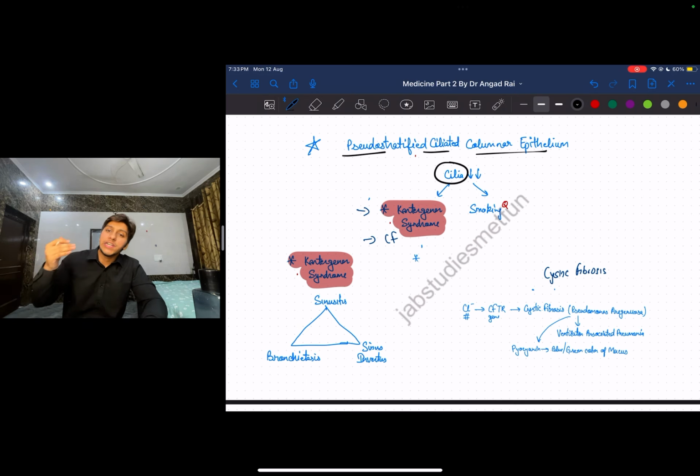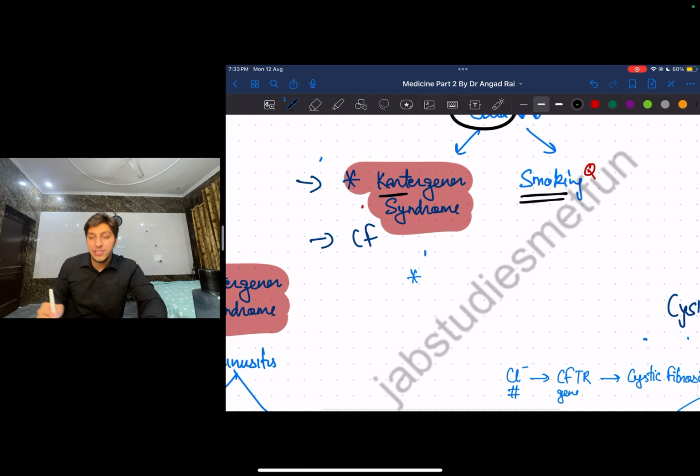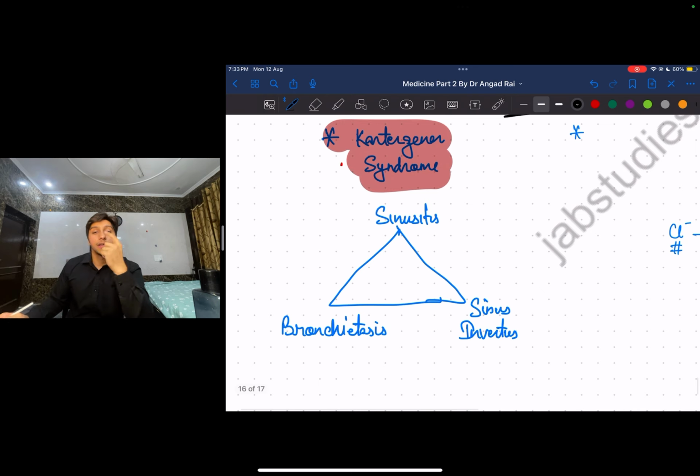So what are the conditions, guys, where the cilia are less? Number one, which we talked about, was COPD, smoking. We mentioned that multiple times. Other conditions will be Kartagener syndrome and cystic fibrosis. Guys, in Kartagener syndrome, mostly they will ask you the triad. The triad of Kartagener syndrome is sinusitis, bronchiectasis, and situs inversus. Situs inversus is when your heart, which is usually on the left side, turns to the other side. This is also known as dextrocardia. Dextro means right side. Okay?